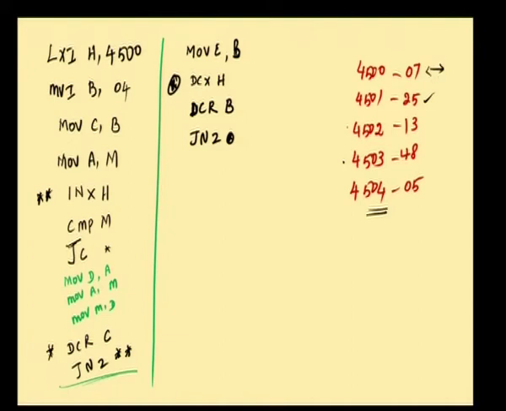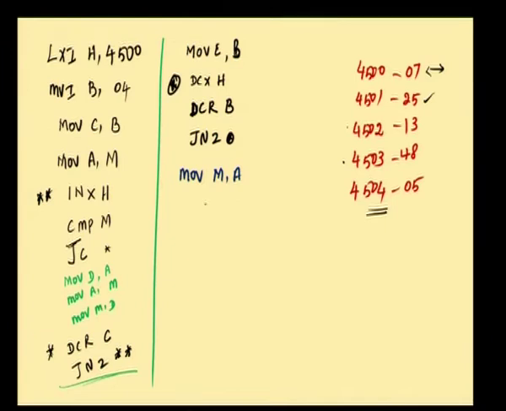So, after reaching that, what do I have to do? I have to store the data. So, where do I have the data? I have kept only the smallest number in the accumulator. So, that data is to be loaded into the memory. So, MOV M, A. So, now my data is arranged in the memory, which represents 4500.